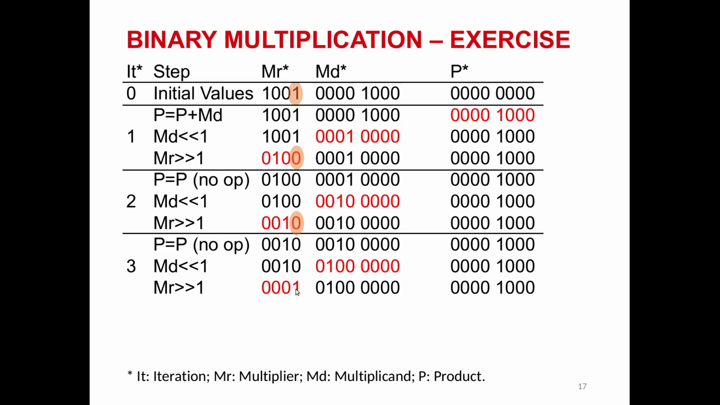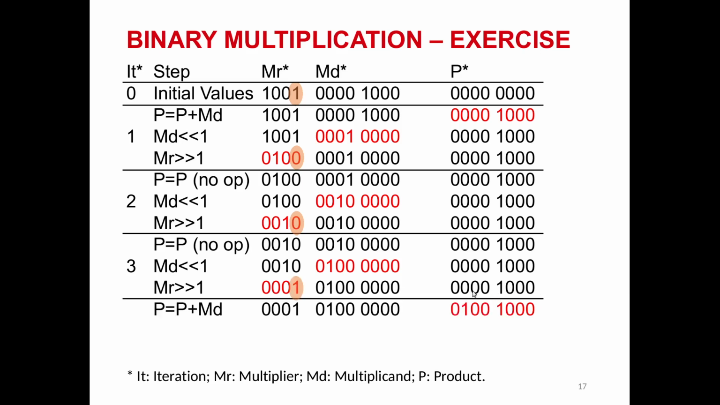So we know that if the least significant bit of the multiplier is 1, we will need to add the multiplicand together with the product. So the new value of the product will be this value plus this, and you can see it will be 1 here plus 0 here, so it will be 1 here. All the others are 0, but here is 1, so 1 here plus 0 here generates 1 here. So the new value of the product will be 0 1 0 0 1 0 0 0.